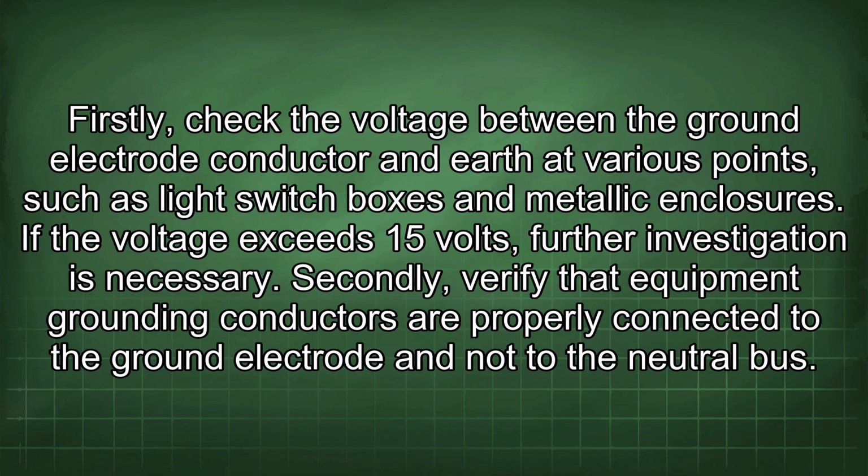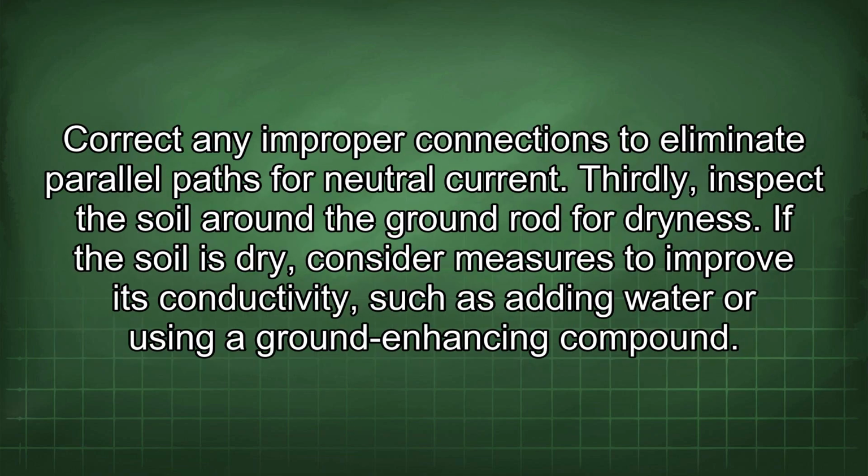Secondly, verify that equipment grounding conductors are properly connected to the ground electrode and not to the neutral bus. Correct any improper connections to eliminate parallel paths for neutral current. Thirdly, inspect the soil around the ground rod for dryness. If the soil is dry, consider measures to improve its conductivity, such as adding water or using a ground-enhancing compound.